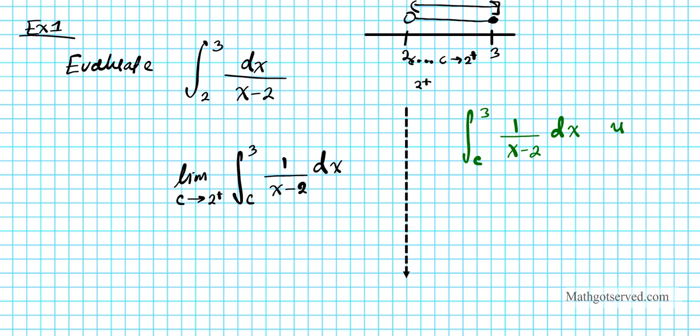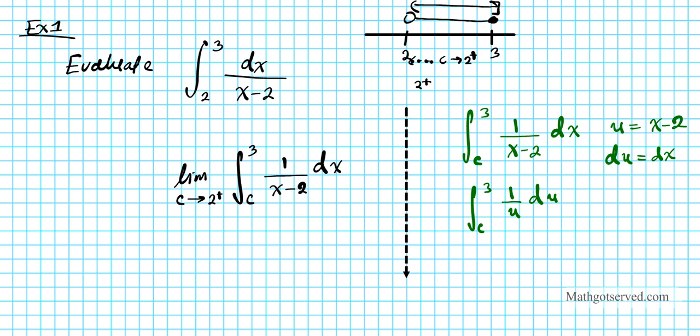I'm going to let u be x minus 2, and du is going to be dx. So what we're doing is we're looking for the antiderivative from c to 3 of 1 over u du. Remember the formula for integrating 1 over u is a natural logarithm, the natural logarithm of the absolute value of u.